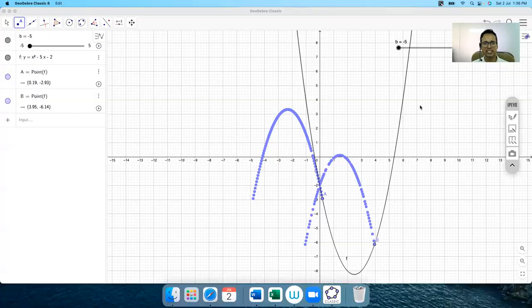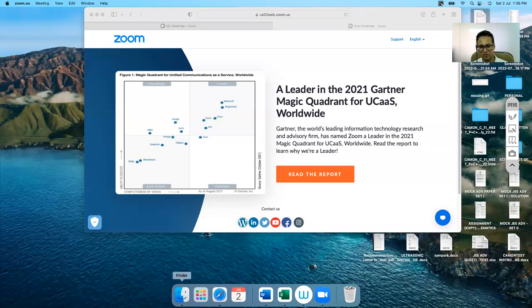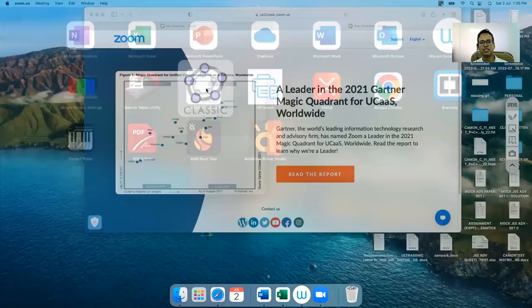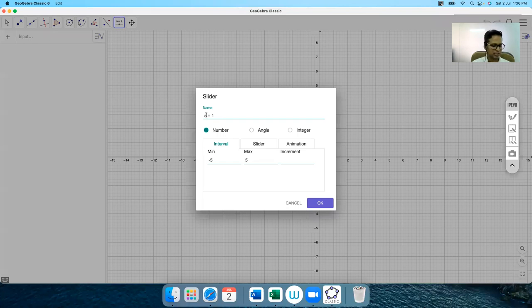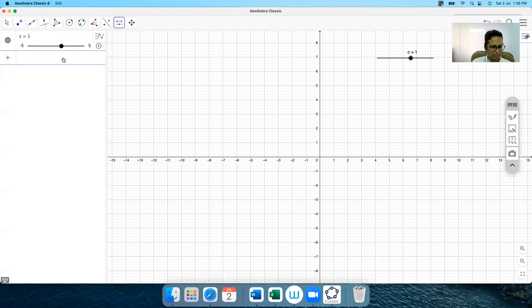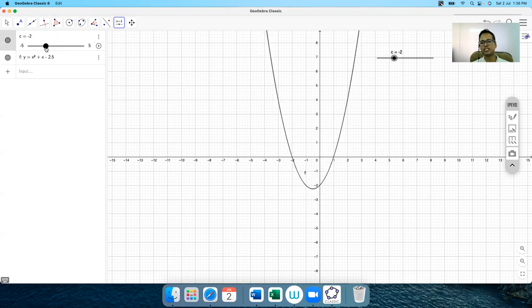Let me show you how C is influencing it. So let's reopen the GeoGebra tool once again, because instead of erasing so many things, it's better I reopen the entire file. So let's have a slider. I'll call this slider C, just because my coefficient name is C. And let's write down a parabola, x square plus x plus C. Now, if I move my C here, see how the parabola is going to move. It's just going up and down.